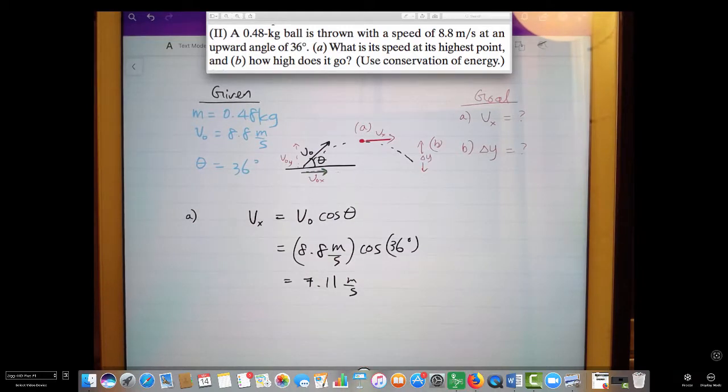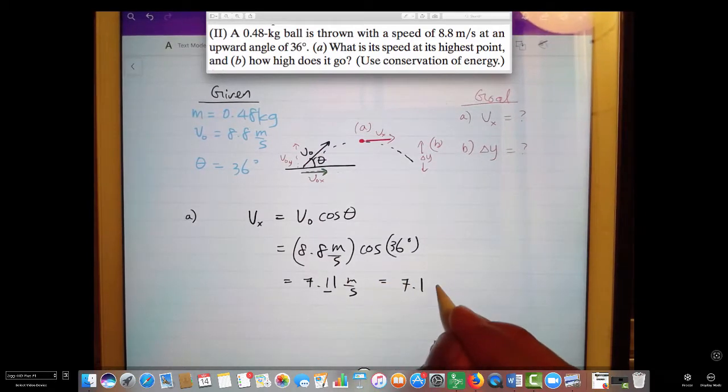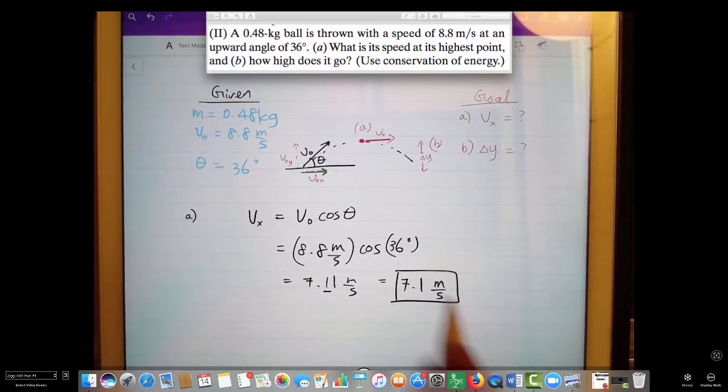We have 2 sig figs and we are only multiplying here. Therefore, you should round to the nearest tenth. So, the answer is 7.1 meter per second at the top of the trajectory.